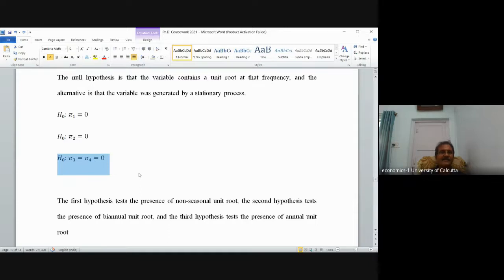Now try to understand the meaning of each null hypothesis considered in this test. The first one, pi 1 equal to 0. Pi 1 is the coefficient for Z1 T minus 1. What is Z1 T minus 1? Z1 T minus 1 is equal to YT minus 1 plus YT minus 2 plus YT minus 3 plus YT minus 4. So what is it? Think about it conceptually. What is Z1 T minus 1?